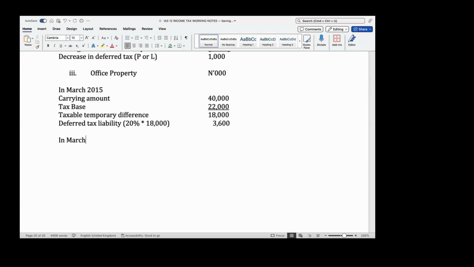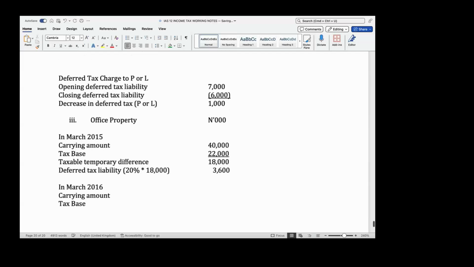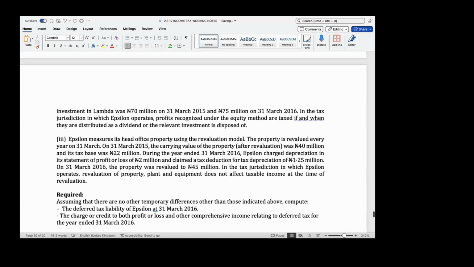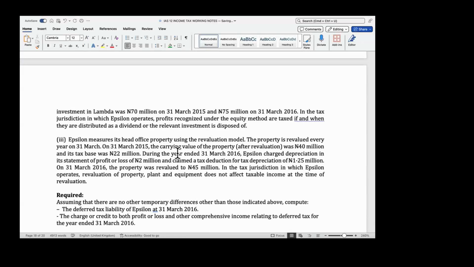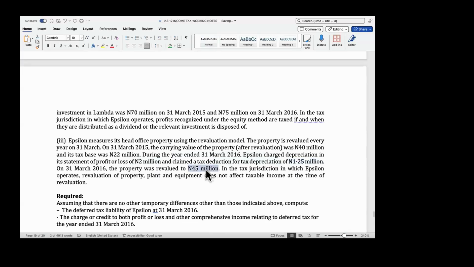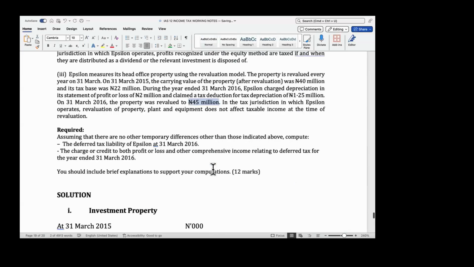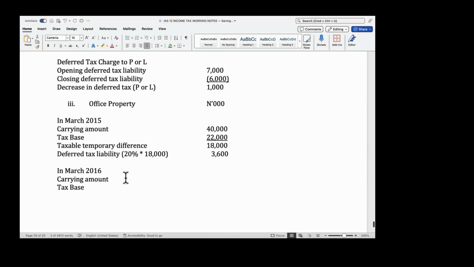Then in March 2016, we would also determine the carrying amount as well as the tax base. Given some twists the question brought, it said in 2016 they charged 2 million and claimed capital allowance of 1.5. They now came and said that it was revalued to 45. So that means the carrying amount is 45, because that's the fair value, the valued amount. That's what will be in the books.